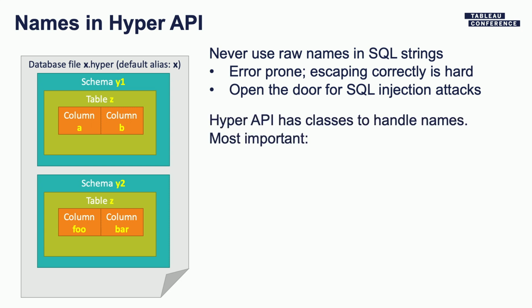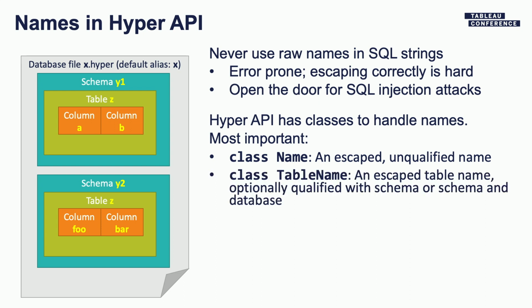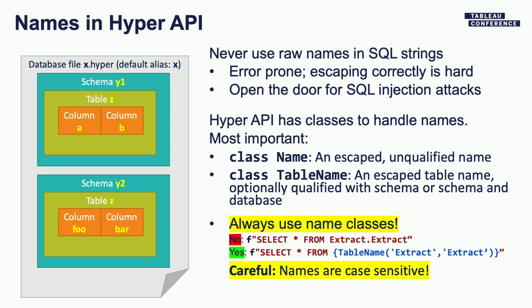HyperAPI has classes to handle names. The most important classes are the Name class, that's an escaped unqualified name, and the TableName class. We use that in the hands-on training. That's an escaped table name, which optionally is qualified with the schema and the database. And now it maybe makes sense to you that in the hands-on training we had this extract, comma, extract, right? That's a table name extract that's qualified with a schema extract. When you're writing an application, just use those classes to reference tables or just names in general. Always use these classes.